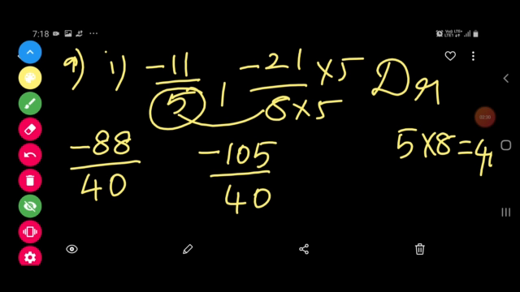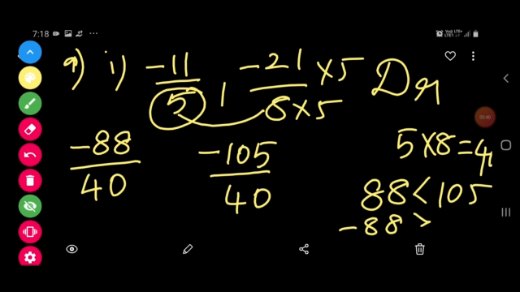Now, both numbers are negative. If they are positive, 88 and 105, which one is greater? 105 is greater. If they are negative, minus 88 is greater than minus 105. So, the answer will be this one.